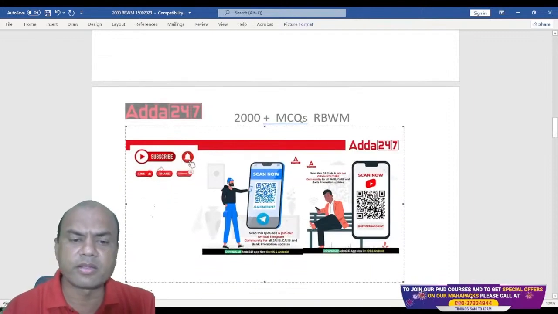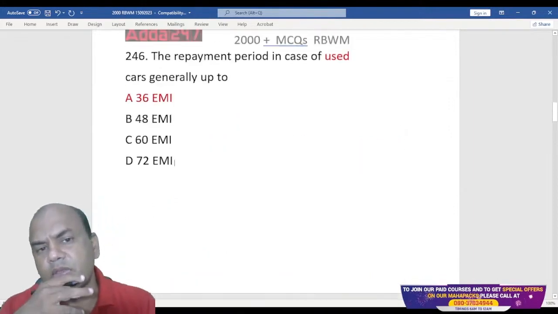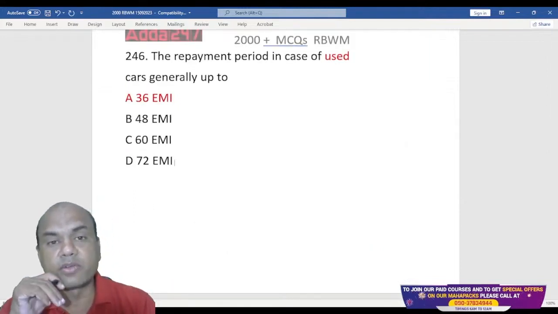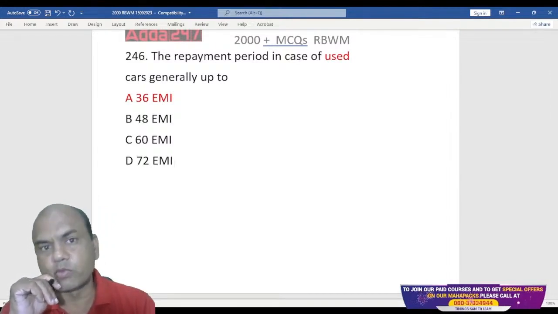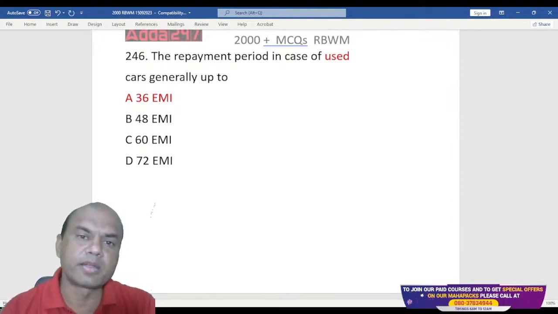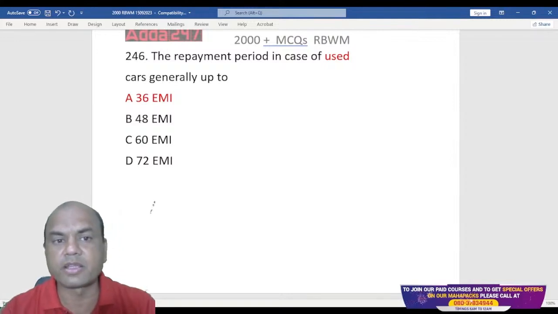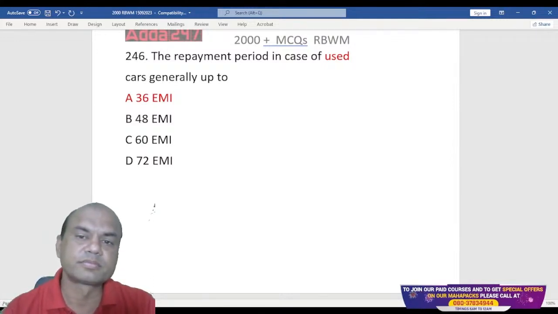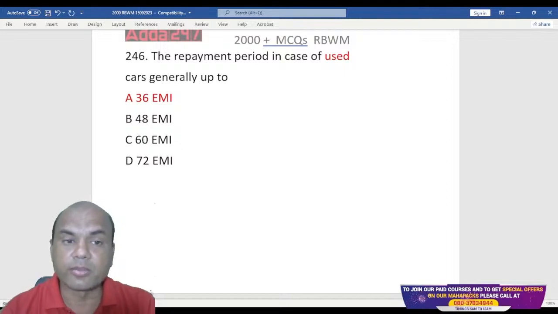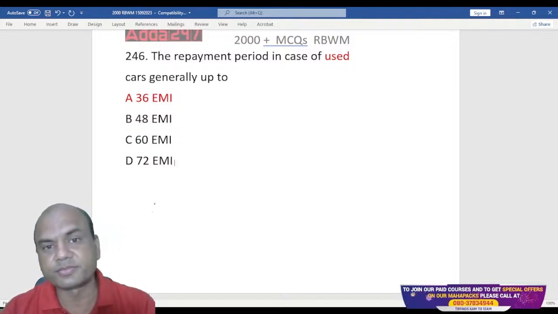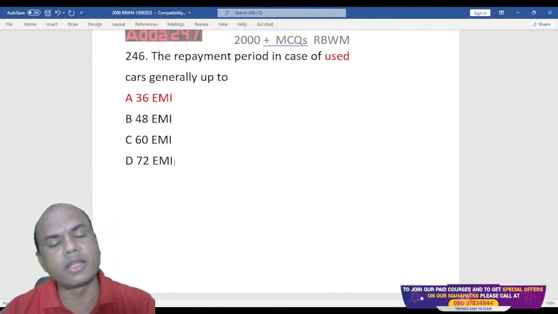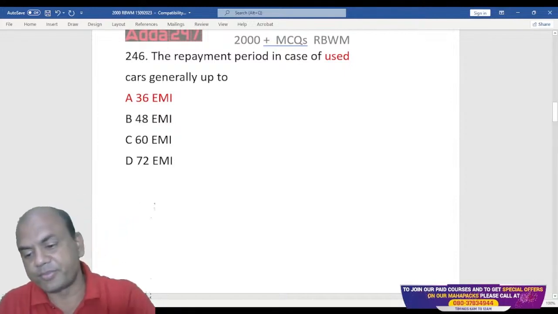Have you seen for two-wheeler loans? Tell me, for two-wheeler, what is the period generally? Two-wheeler loans are given for what period? Type in the comment section. Scooter, bike. It is 3 years. Correct. 36 EMI. Scooter, bike, two-wheeler, anything. It is 3 years. 36 EMI. Next one.